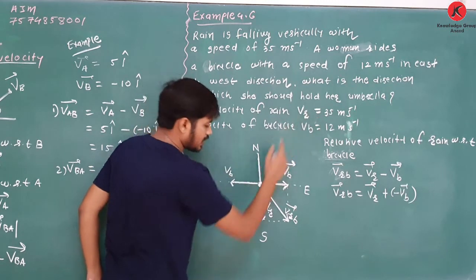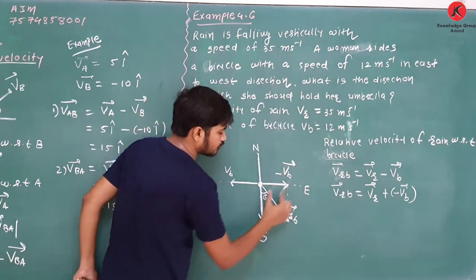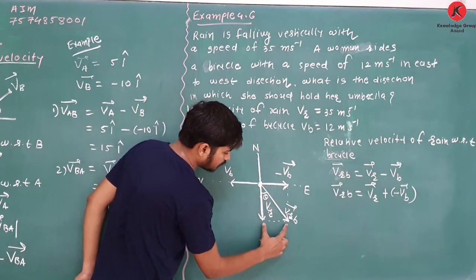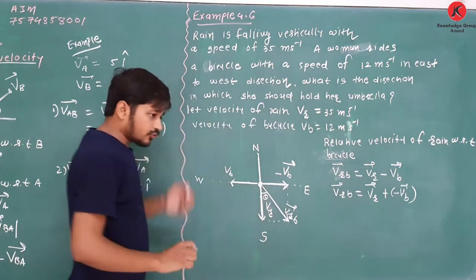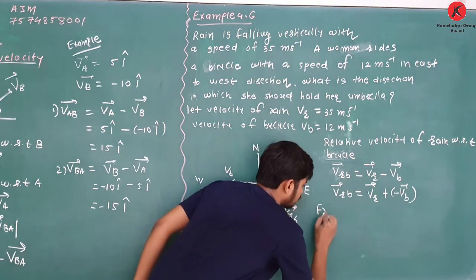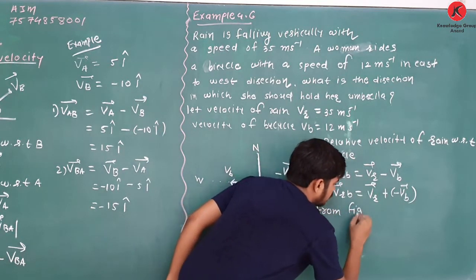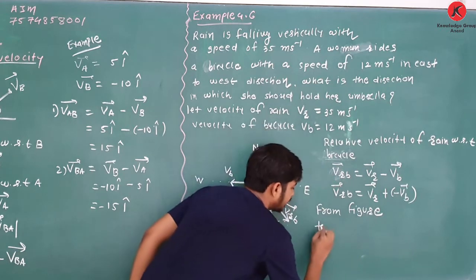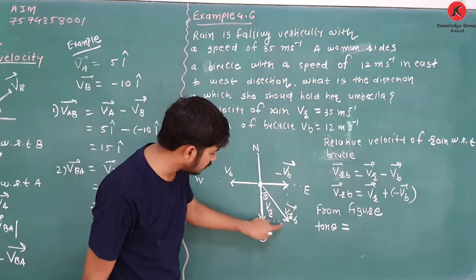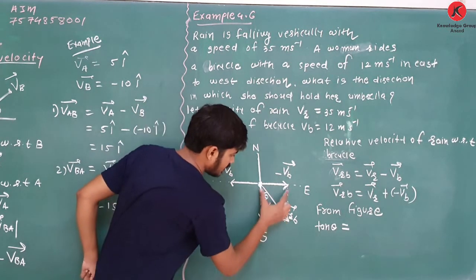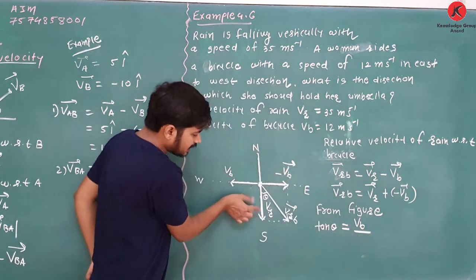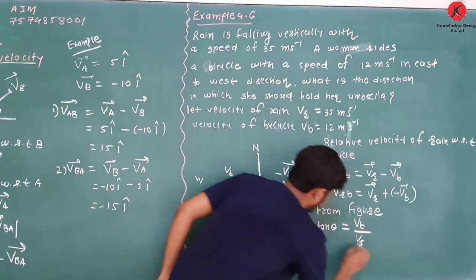You are given VR, and you are given VB. Then you can easily find this angle theta. Theta has its opposite side and its adjacent side. See how to find angle theta. From the figure, tan theta is equal to opposite side over adjacent side. The opposite side is this vector, the magnitude of vector VB. The adjacent side is VR. So here it is tan theta equals VB over VR.